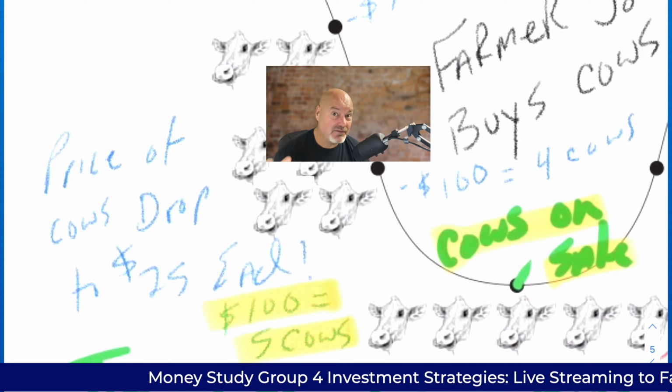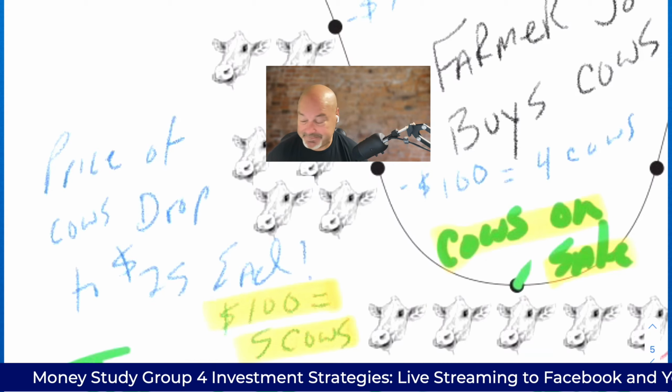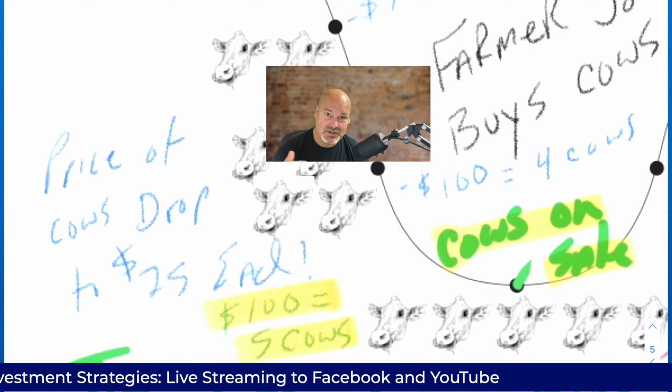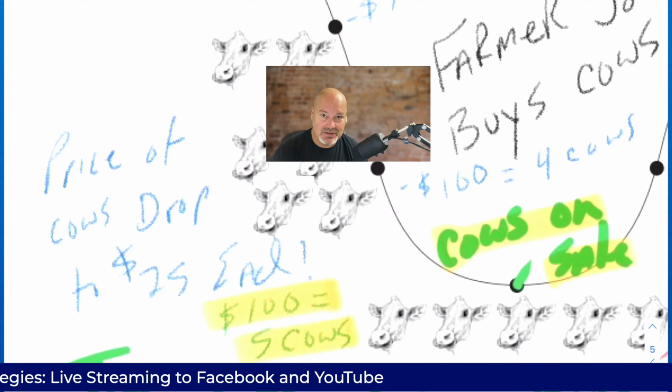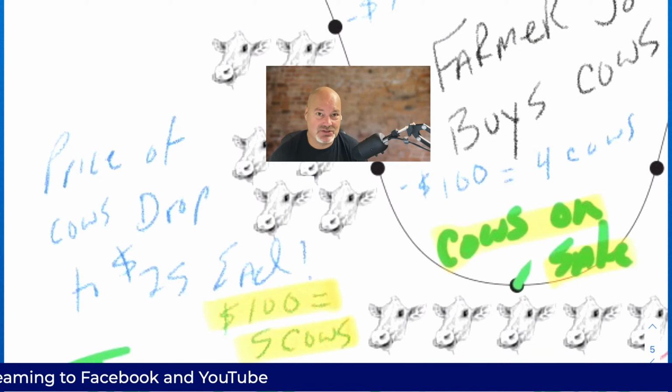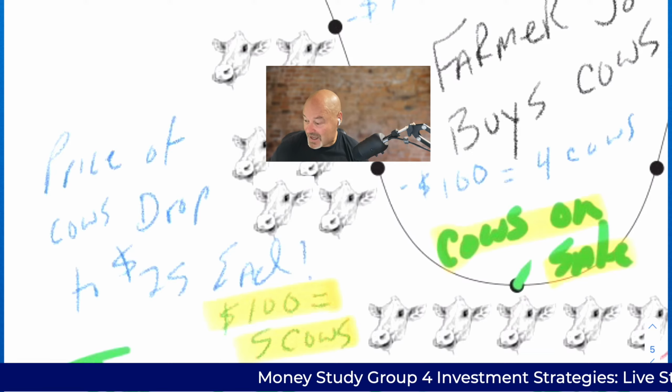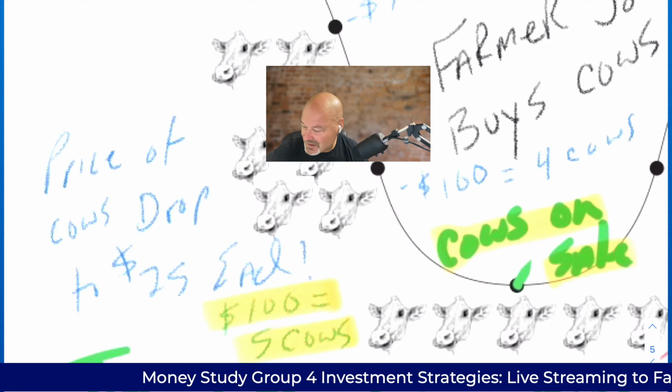So Joe gets 2 cows. He spends $100, gets 2 cows. See how that works? And month number 3, cows drop to $25 a head. He's still investing $100 per month in cows, but the price drops to $25 per head. How many cows does Joe get? How many cows can you buy with $100 if the cows are $25 a head? This is very simple math. So what do you think? He gets 4 cows. Yep, right there it is on the deal.